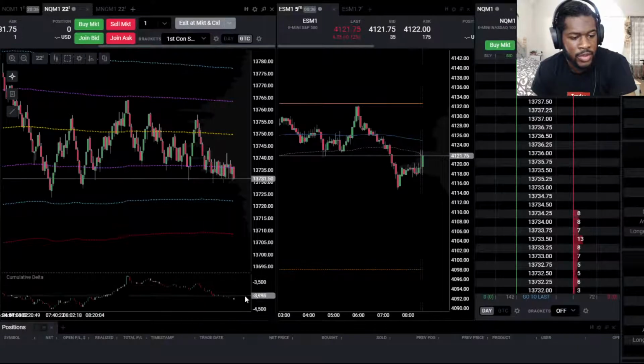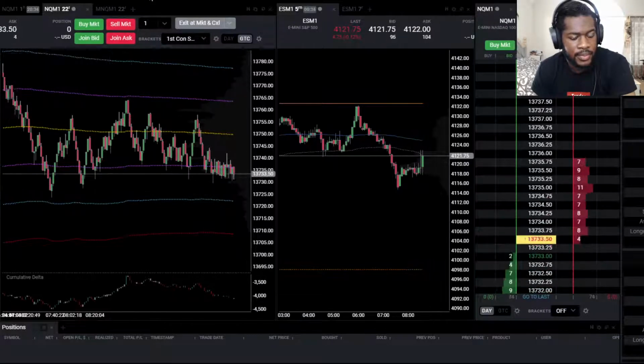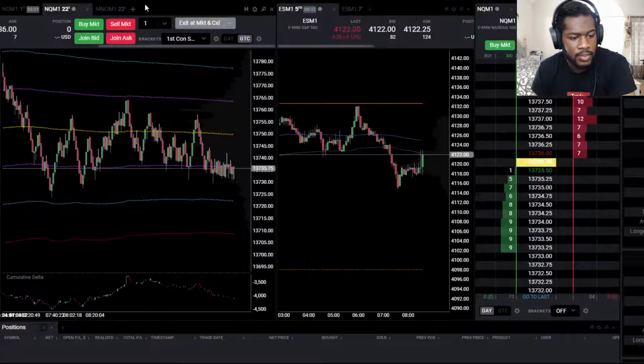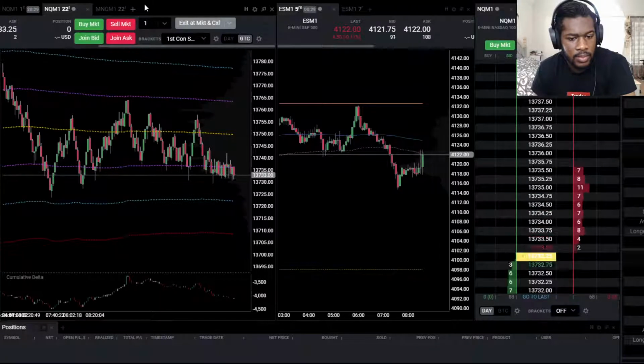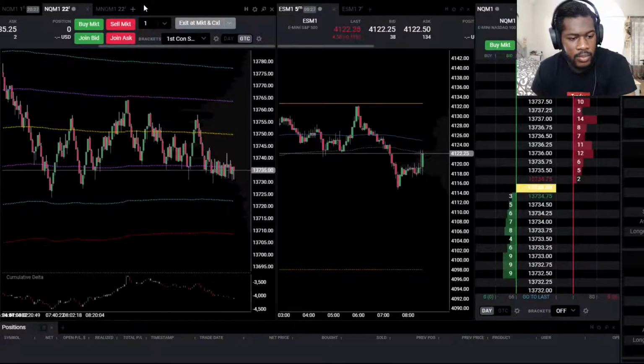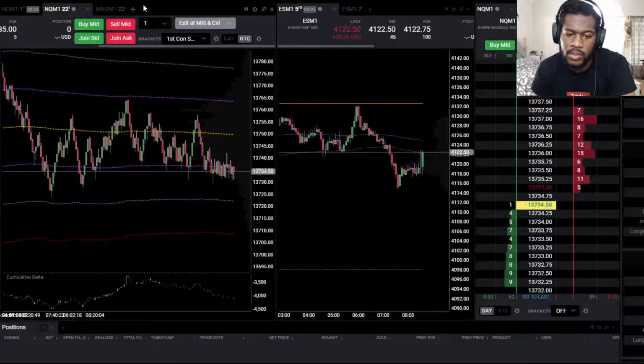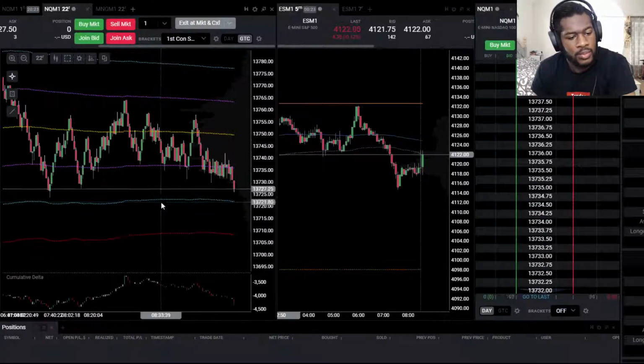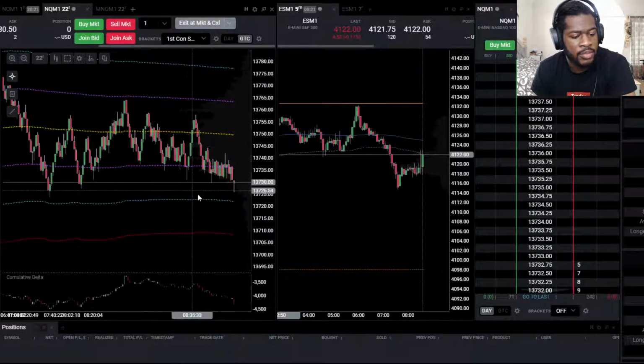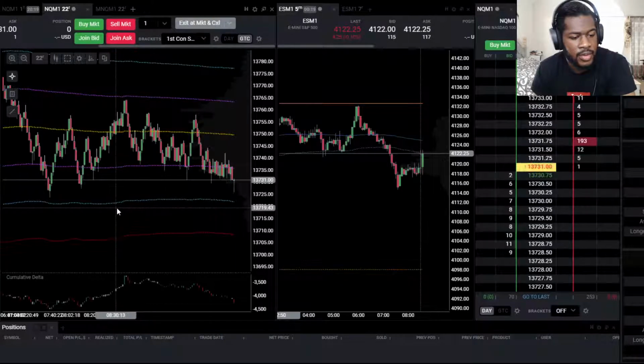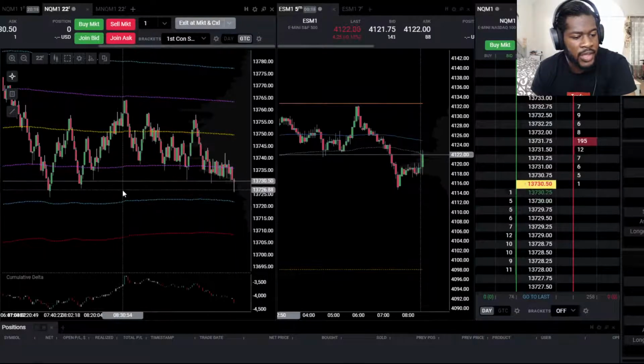Delta's still sloping downwards. Okay, there's a bit of a break there. Got bought up very quickly. We'll see if it can't go back down.